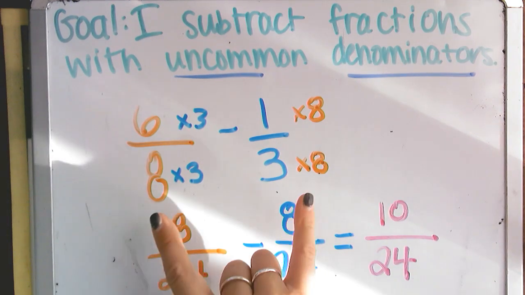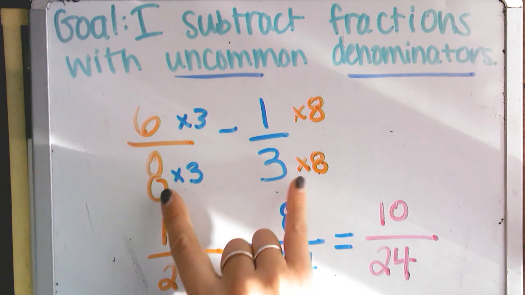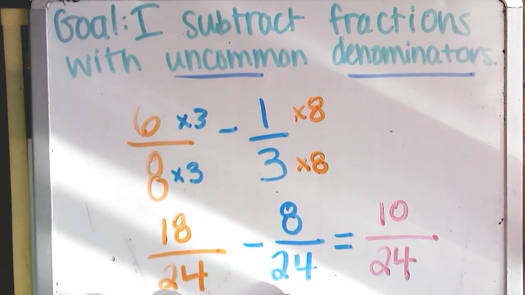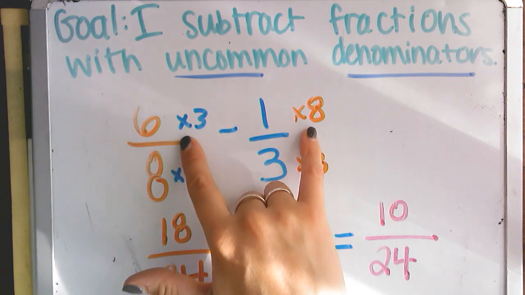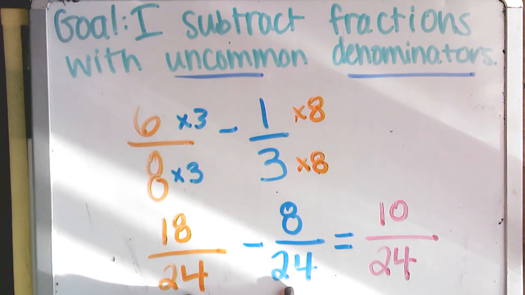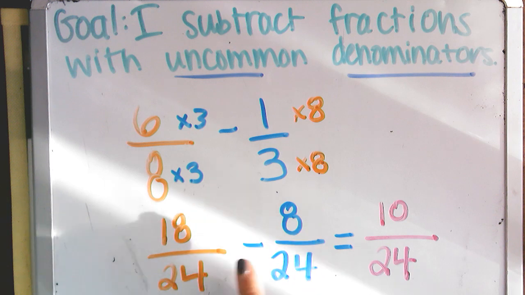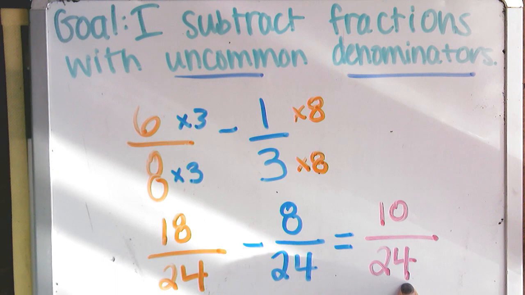So again, we multiplied by the opposite denominator to create our common denominator. Then whatever you do to the bottom, you must also do to the top. Once you have your common denominator with your new numerator, you can subtract across. And remember, we don't subtract our denominator because that just shows us how big our piece is.